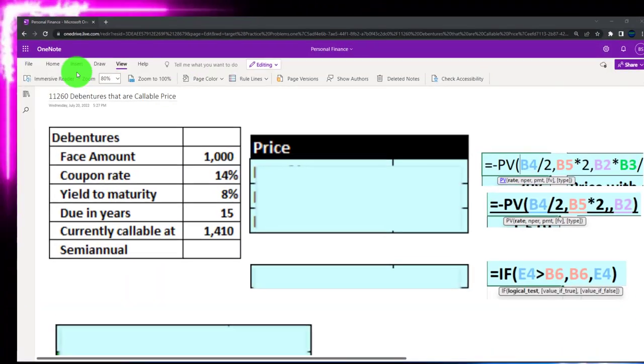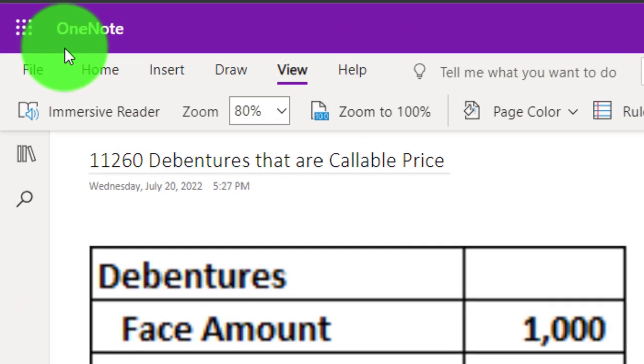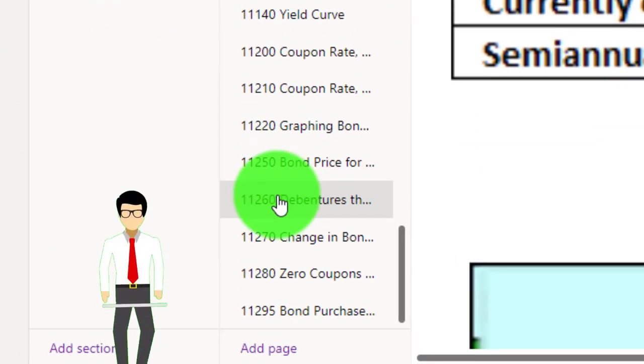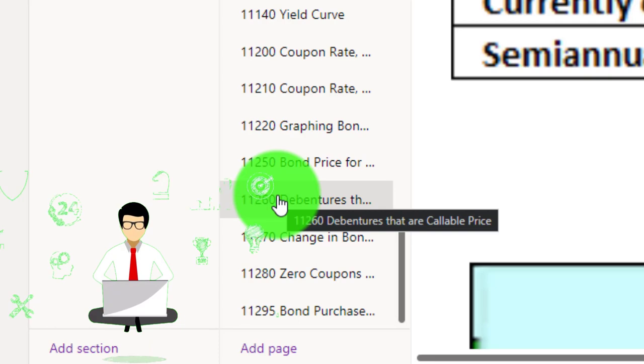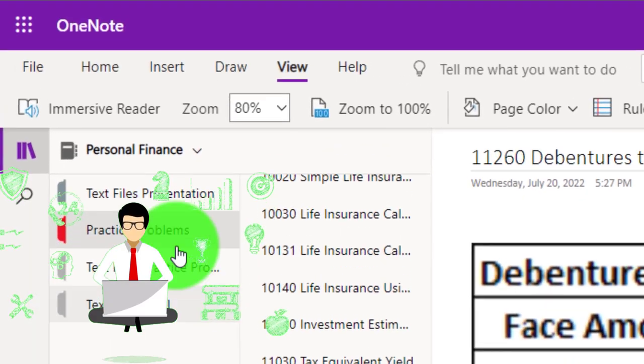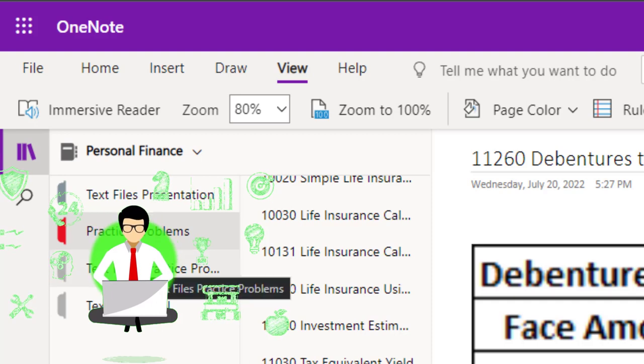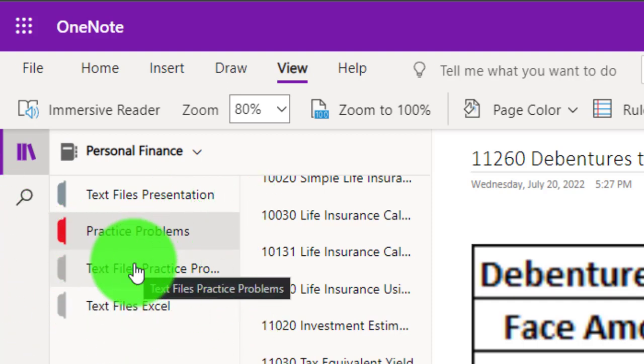You're not required to, but if you have access to OneNote and would like to follow along, we're in the icon left-hand side, practice problems tab, in the 11260 debentures that are callable price tab. Also, take a look at the immersive reader tool. Practice problems are typically in the text area too, with the same name, same number, but with transcripts. Transcripts can be translated into multiple languages, either listened to or read in them.